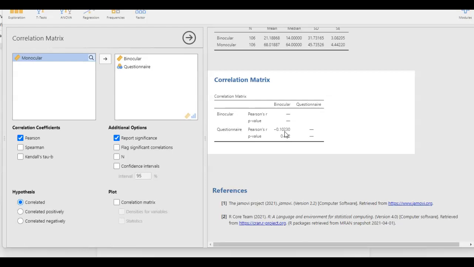So what we have here is an r that's negative. That indicates that as people have a higher score on that questionnaire about sports, they have a lower score on the binocular perception task. In this case, our p-value, though, is 0.46, which means that result is very consistent with the null hypothesis, that there's really no correlation between these. That 0.10, or negative 0.10, is probably just due to chance factors.